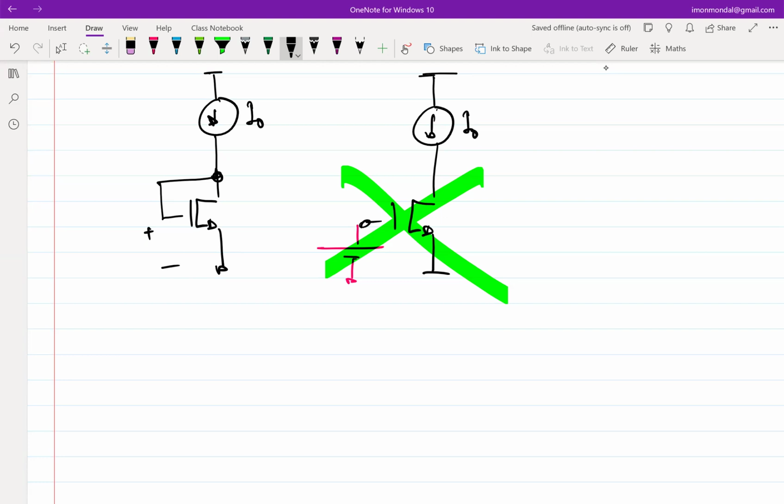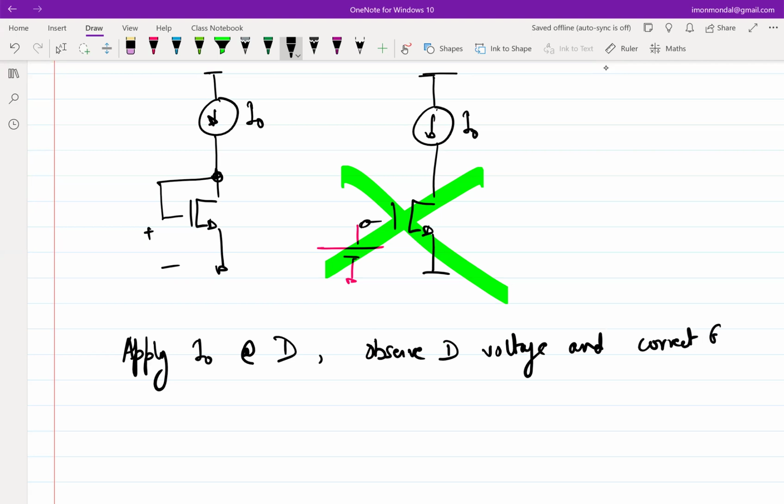So four possible combinations. This particular configuration that we talked about was doing the following. In this case, I0 was applied: apply I0 at the drain, observe the drain voltage, and correct the gate voltage, right? This was what we were doing.